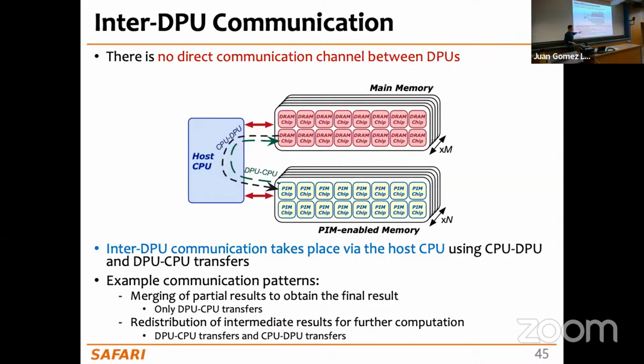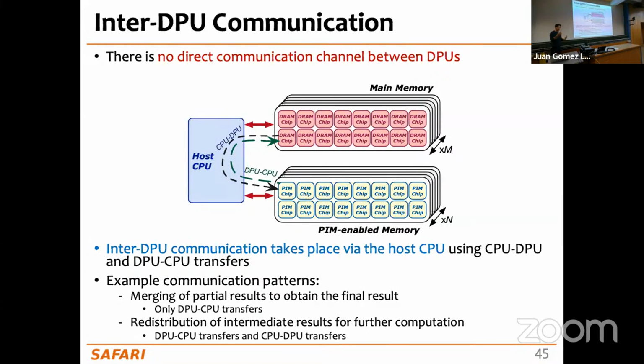Imagine that you are computing a reduction on all the DPUs in the system, and each DPU obtains a final value that is a partial sum, right? And at the end, what we want is a single value for the whole system. So the partial sums from each of the DPUs are moved to the host CPU. The host CPU performs the final reduction, and that's it. It obtains the result. In this case, we only need DPU to CPU transfers.